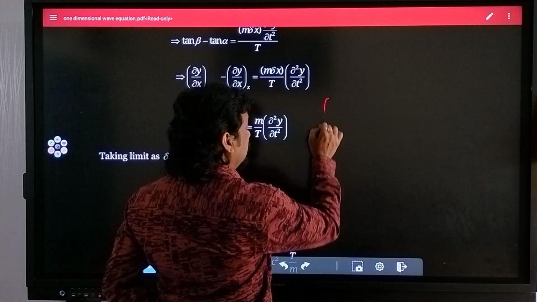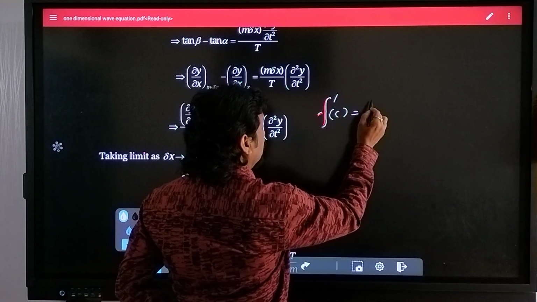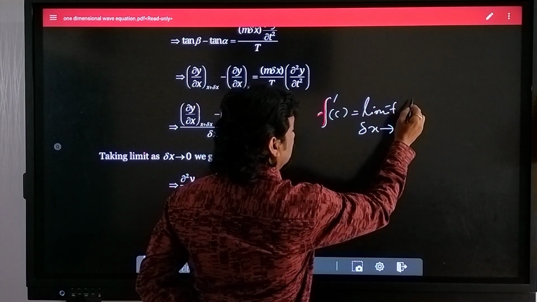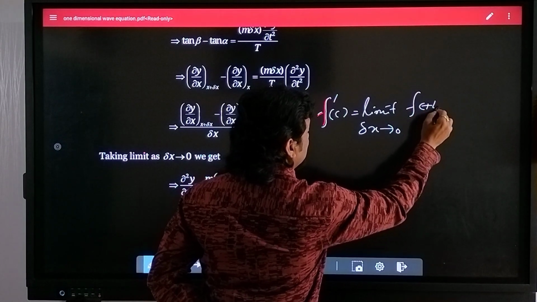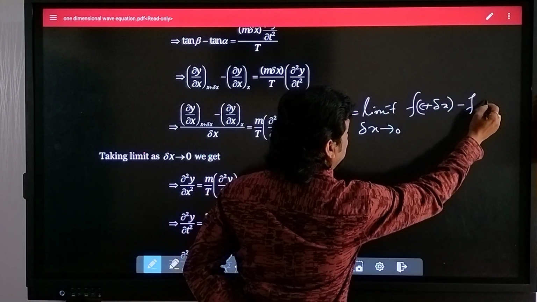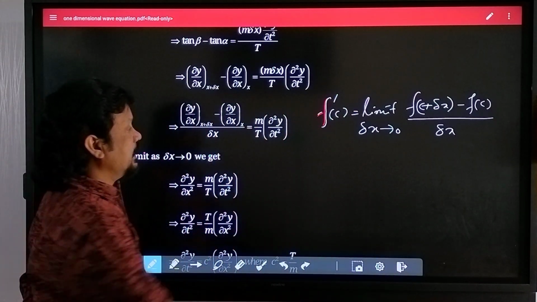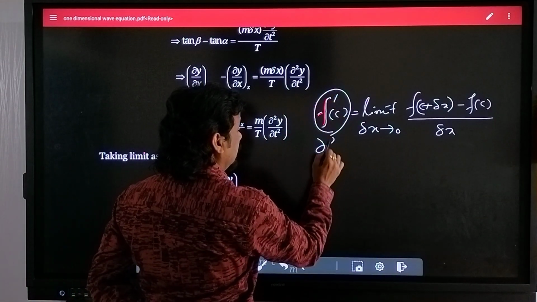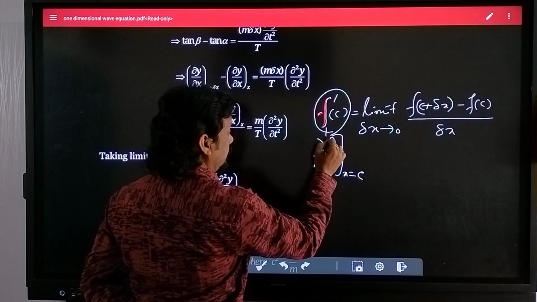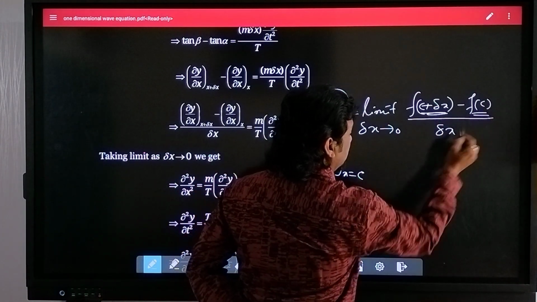The formula for the derivative: f dash c is equal to limit delta x tends to 0 of f of c plus h, or I can write c plus delta x, minus f of c, divided by delta x. See here, f dash c means del f by del x at x is equal to c. I can write it like this: limit delta x tends to 0, f of c plus delta x minus f of c divided by delta x.